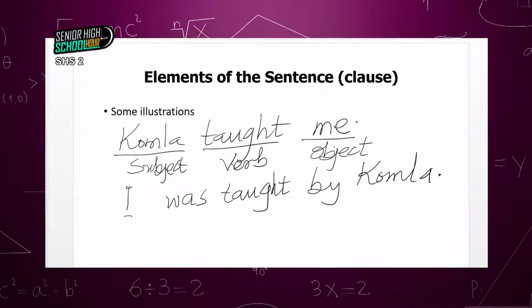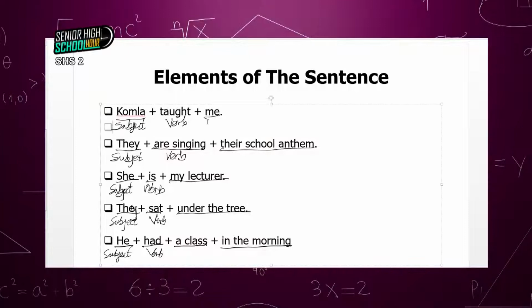So whenever I find my verb and identify my subject, the elements that follow, I should try and see if it's a noun. Can I use it to form a passive voice? If it can become the subject of a passive voice, then it is an object. So when we go back, we will see, for instance, Komla taught me, then me is object.